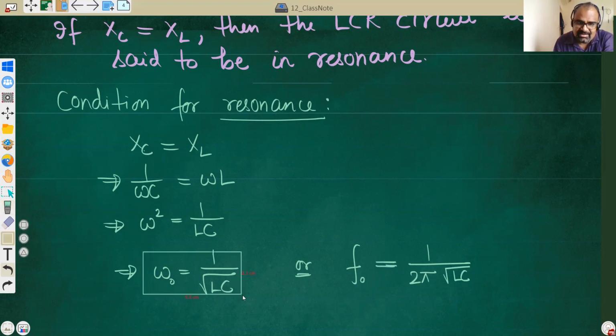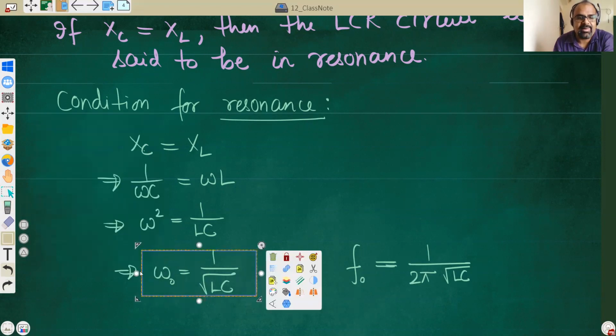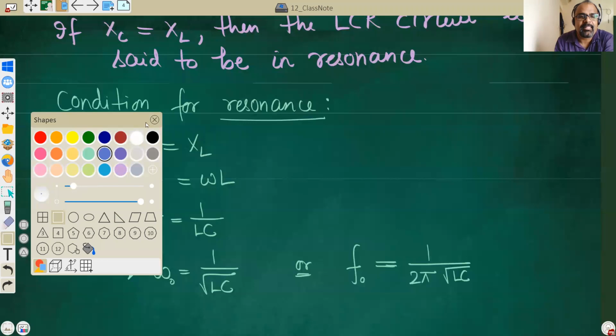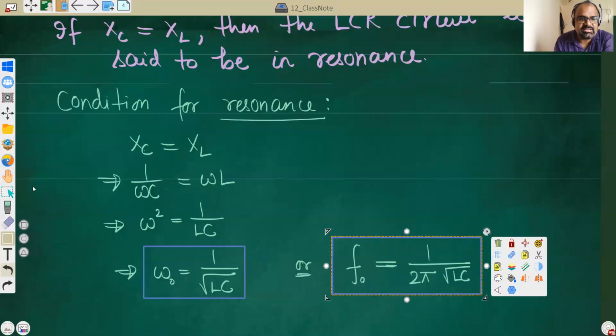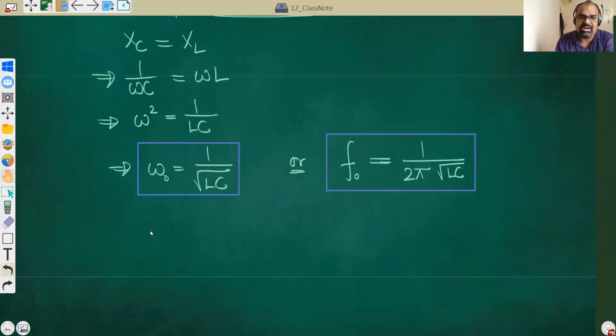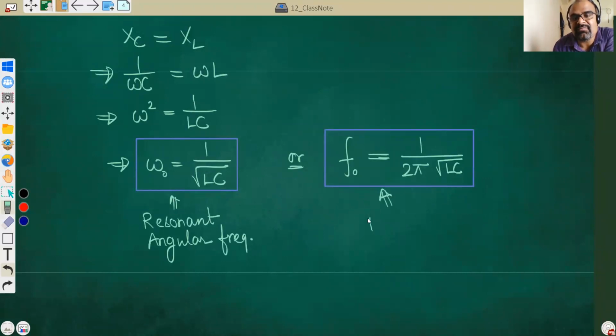Now, why am I saying it? This particular omega is called resonant angular frequency. And of course, this is called resonant frequency.